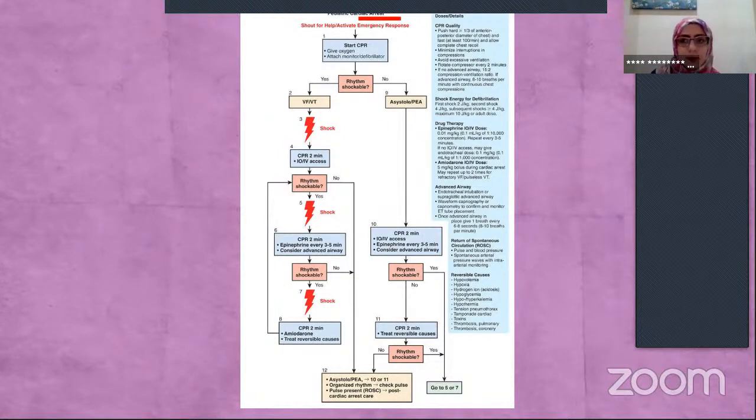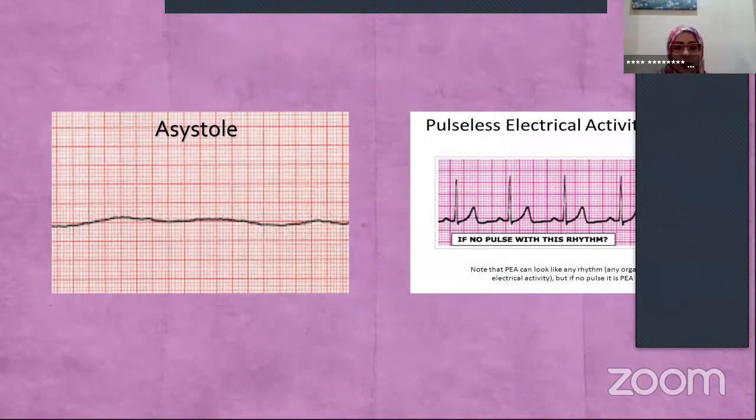We have two rhythms known to be unshockable and two rhythms known to be shockable during cardiac arrest. Look here, this is the picture of an asystole. Asystole is when the heart cannot work at all, okay? This is just a flat rhythm. There is no rhythm seen inside the heart.